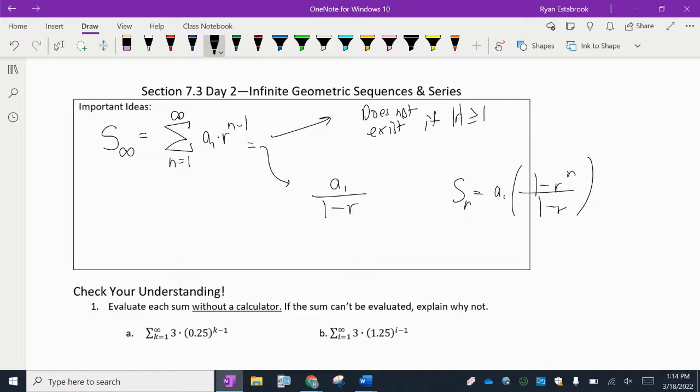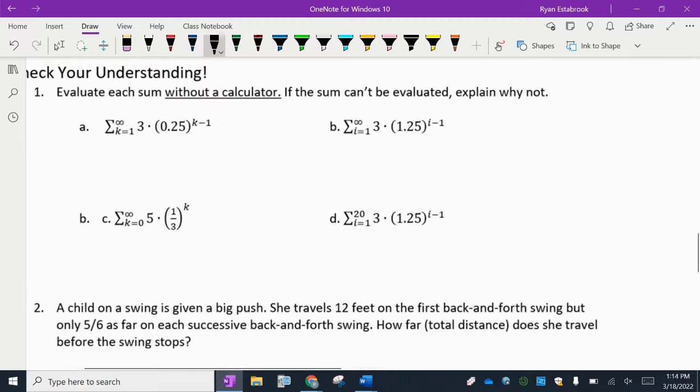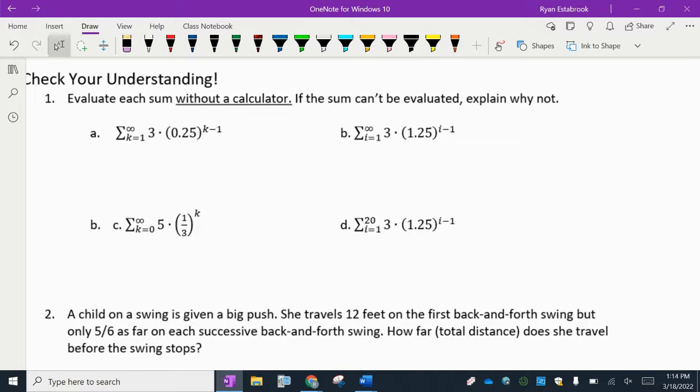It might look like this. And then we have this nice simple formula for it. All right, let's jump into some examples. Example 1, part A. First of all, without a calculator, then we'll go to the calculator.